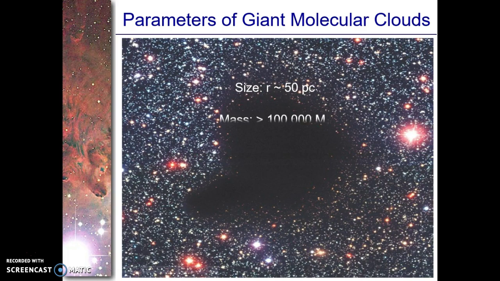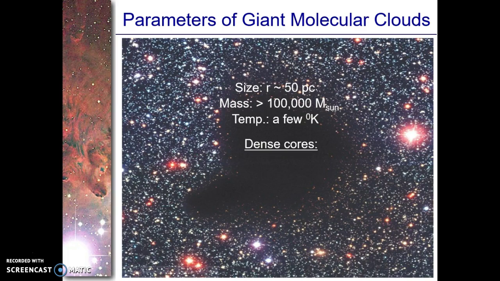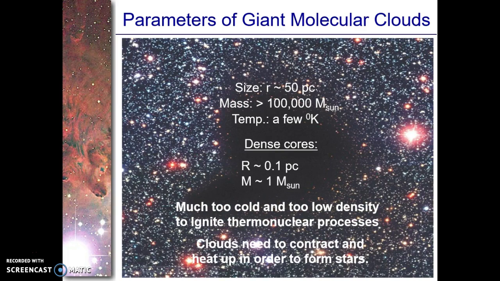Their size is about 50 parsecs. Their mass is pretty big. Their temperature is a few kelvins, so it's not very hot, and they have very dense cores. So just some information here. They're much too cold, and they are too low in density to ignite thermonuclear processes, which means they are coming together to fuse hydrogen. They need to contract and heat up in order to form these stars.